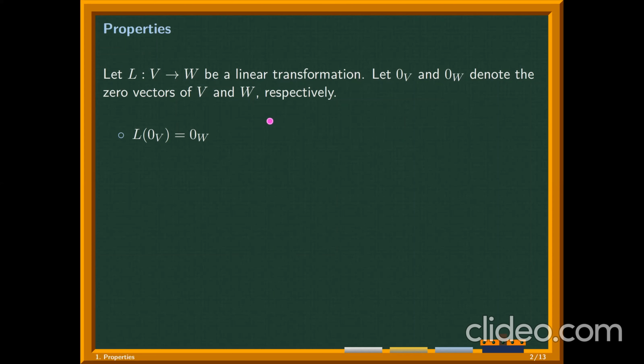a linear transformation always sends the zero vector in the domain into the zero vector in the codomain. This property is usually used to prove that a given function between two vector spaces is not a linear transformation. So if a function does not send the zero vector in V into the zero vector in W, then automatically you can conclude that that function is not a linear transformation.